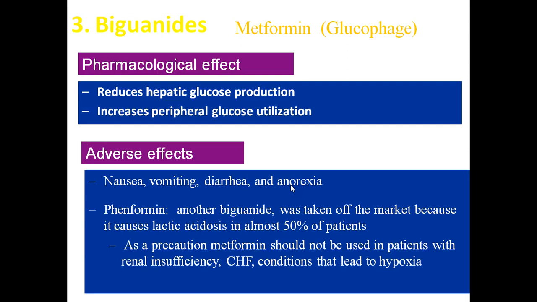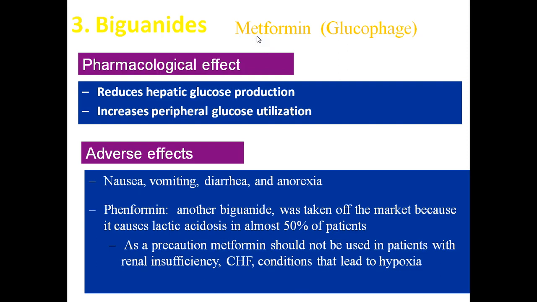3 times daily maximum dose. Phenformin was another biguanide which was taken off because it caused lactic acidosis, and because of this, metformin should not be used in patients with renal insufficiency, congestive heart failure, or conditions that lead to hypoxia. That is also the reason that metformin is usually stopped in all those patients who had myocardial infarction, the heart attack.